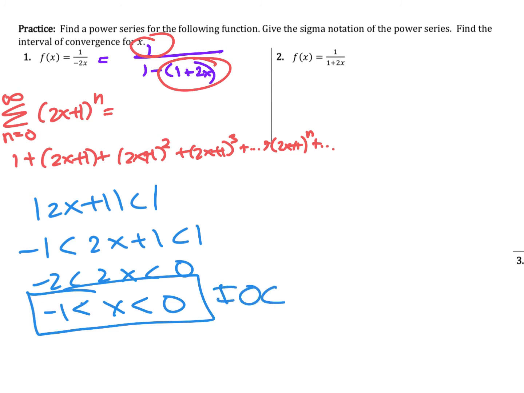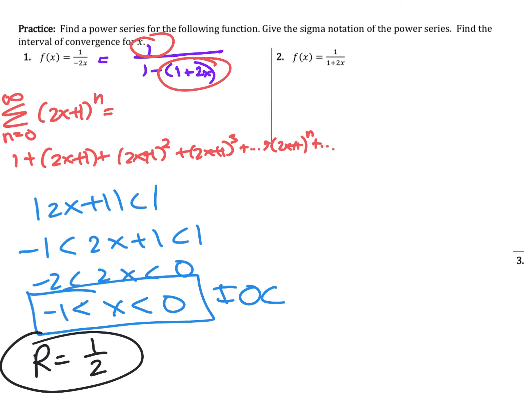I want you to ask yourself, just quickly to review something else from our last video, what would the radius of convergence be? Well, the distance from -1 to 0 is 1, so half of that would be 1/2. So if you were asked, the radius of convergence would be 1/2.